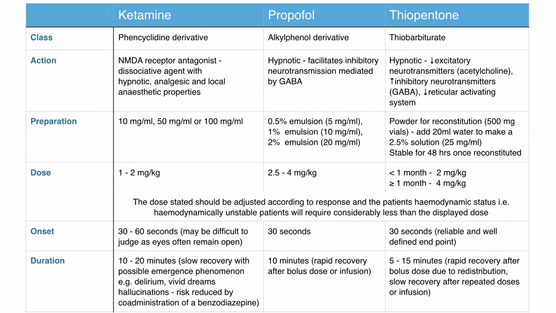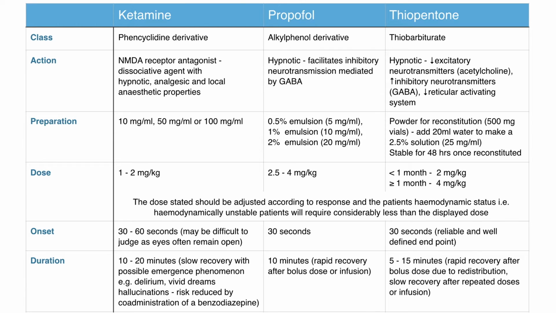The normal intubating dose in a hemodynamically stable child is 2.5 to 4 milligrams per kilogram, but as we've mentioned, the induction dose should be reduced significantly in a hemodynamically unstable child. It has an onset in about 30 seconds, lasts about 10 minutes, and unlike ketamine, it has quite a rapid recovery after administration of either a bolus or an infusion.